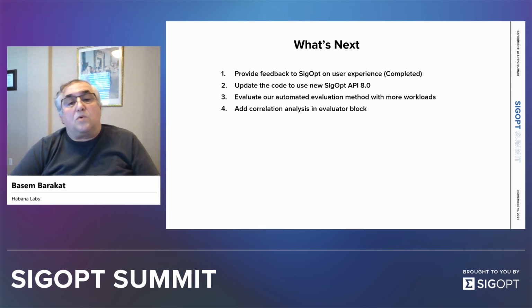Also, we would like to evaluate the automated evaluator on more workloads. We tried it on ResNet and BERT, but we'd like to use it on more workloads. And we would like to add correlation analysis of the evaluator for different parameters and metrics. Of course, that comes up when we do the clustering, but we would like to have a more explicit analysis of that.